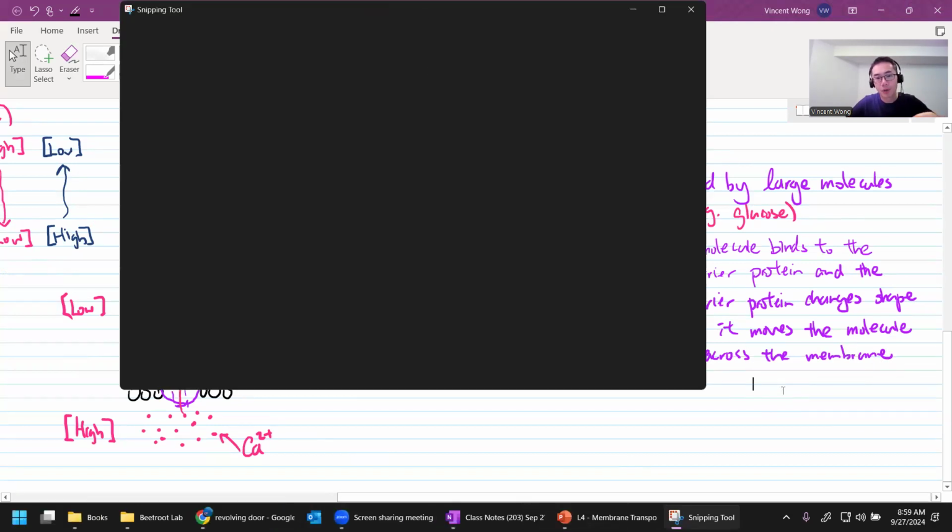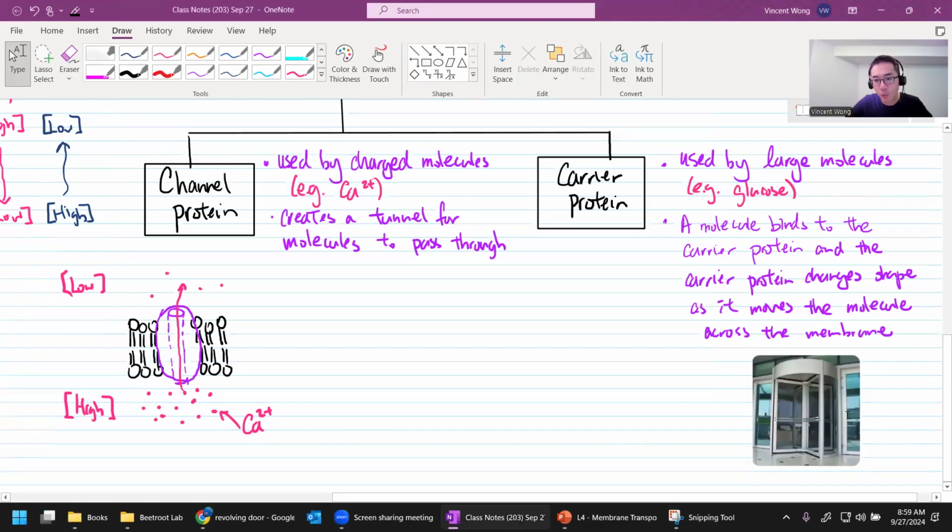Okay, so it's like one of these revolving doors, as opposed to the channel protein. Channel protein is just a tunnel you walk right through. But for these revolving doors, like at the mall sometimes, right? You have to go into the door and you push and the door rotates and then you are going to be inside. So in this analogy, the rotating door is the carrier protein and you moving through it is going to be the particles.